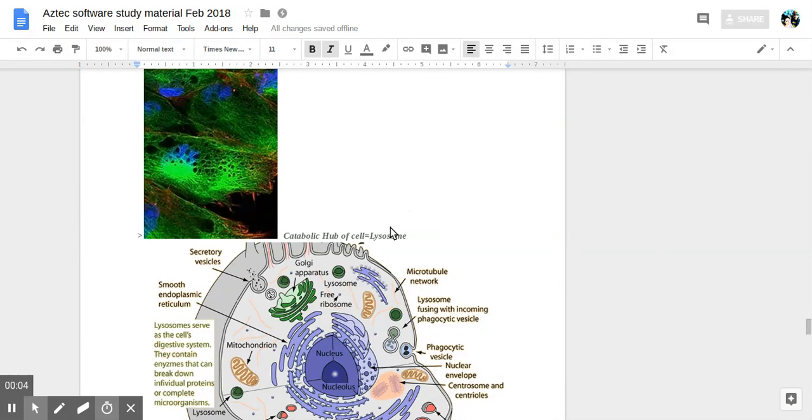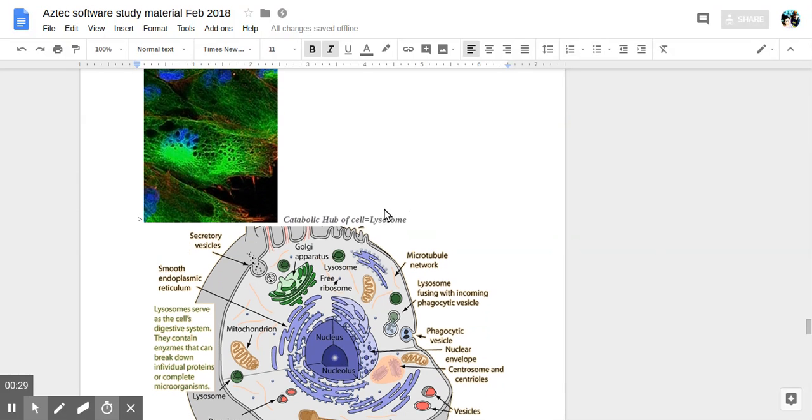Hi, we're continuing with my notes on life science and cell biology in a nutshell. So we're learning about the various important organelles within cells. We just learned about lysosomes. So here we have staining showing what lysosomes look like.